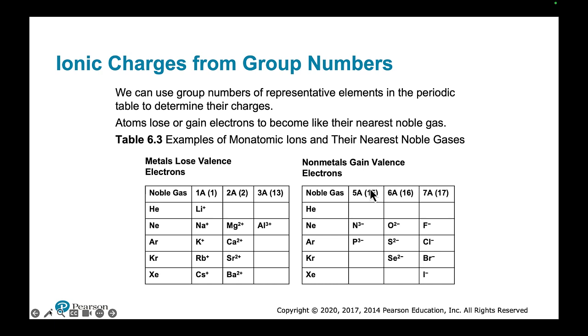Then when you head over to the right side of the periodic table, you get to group 5A, you're going to see a lot of -3 charge. 6A, you're going to see a lot of -2, and then in 7A, you're going to see -1 for the charge. Notice that in group 5A, which has 5 valence electrons, it's going to be easier to gain 3 than it would be to lose the 5. And then that pattern continues in groups 6 and 7.